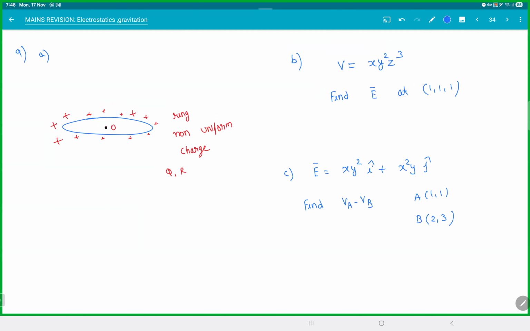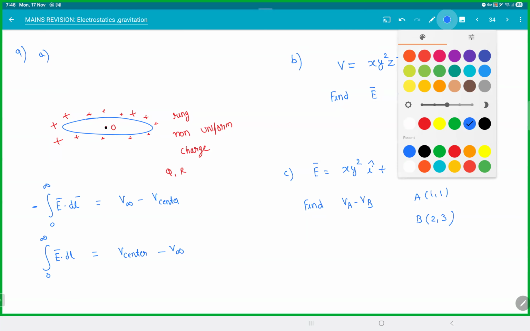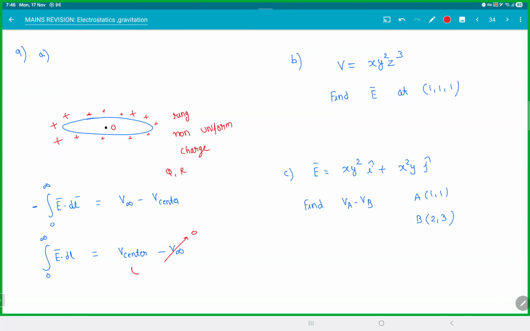So when you see the non-uniform charge, don't get scared of that. Understand the meaning of this. Integral E dot dl from 0 to infinity, with the minus sign, is actually V infinity minus V center, right? So if you send the minus to that side, E dot dl from 0 to infinity will be V center minus V infinity. V infinity is 0 and V center is kq by r. Even though it is non-uniform, it doesn't matter. Clear with this?